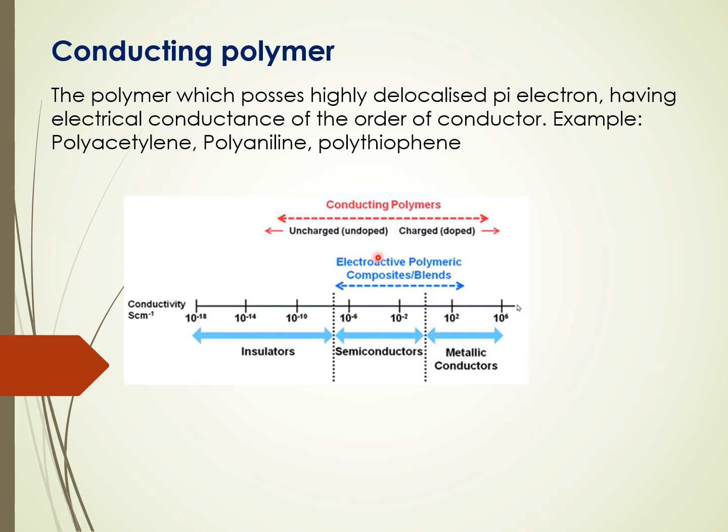We have a class of polymer called electroactive polymer. These polymer composites or blends behave like a semiconducting material, and in some cases they also behave like a metallic conductor. So we have a separate class of conducting polymer, which in its pure form may be an insulator, but when dopants are introduced, it shifts towards the metallic conduction zone. One example is polyaniline.